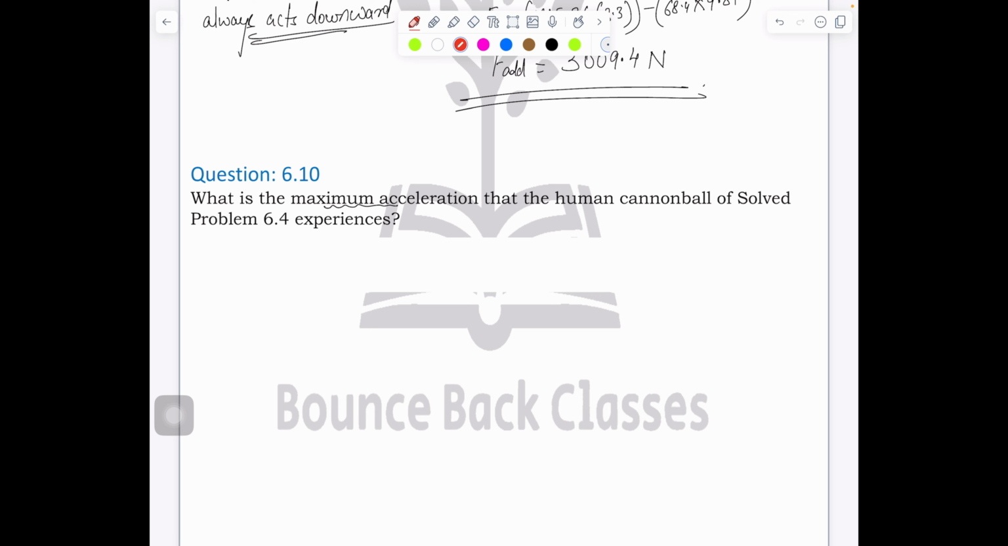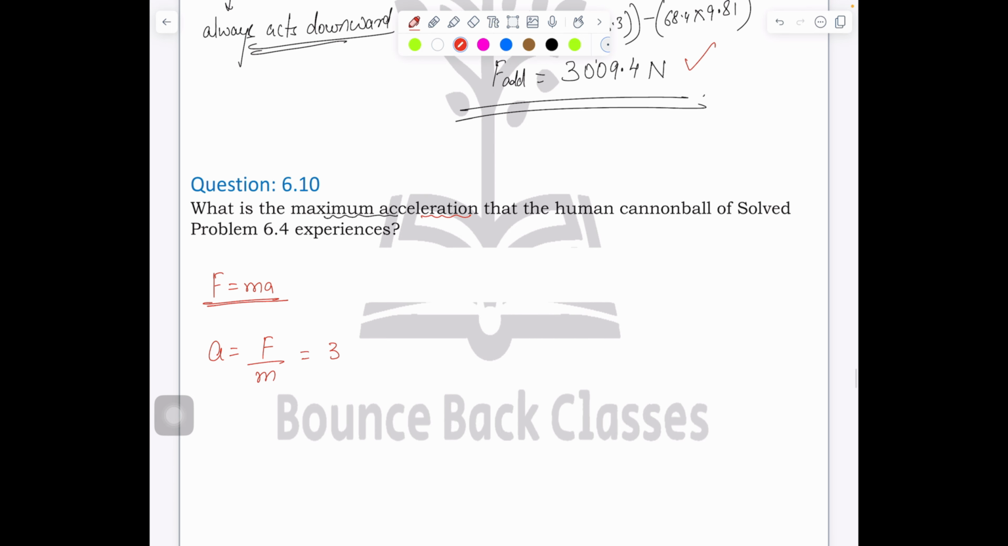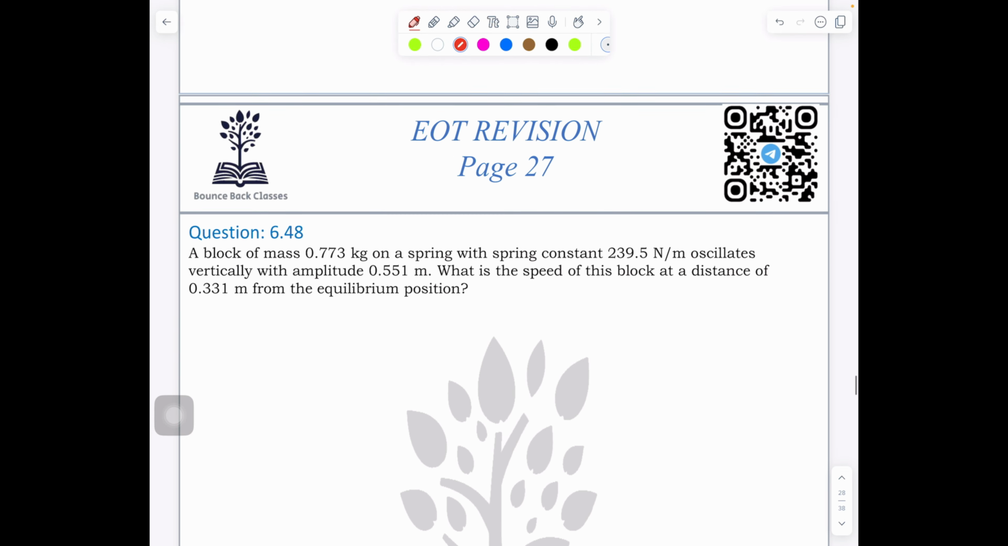Now, next part. What is the maximum acceleration? We are looking for acceleration. As we know, F equals ma, so a equals F divided by m, and we have the added force. So solve this: 3009.4 divided by the mass, 68.4. What is the value? 44 meters per second squared. Clear, guys? Now you understand? This is something very good and very important. Okay, next question.